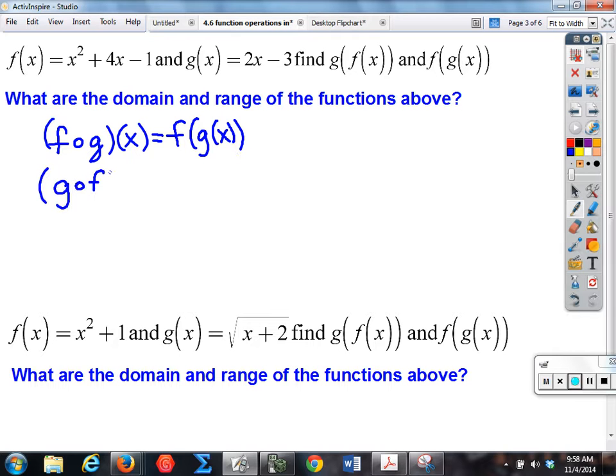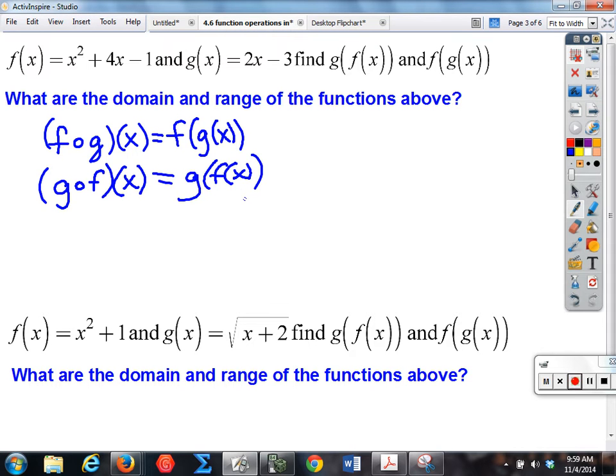Oh, is that what you think of it as? If the open circle is standing as an O, like G of F of X. And yeah, that's how you say it. This one you say F of G of X. Kind of like instead of saying F of X, you say F of G of X. So this one stays in the same order. You plug F into G.